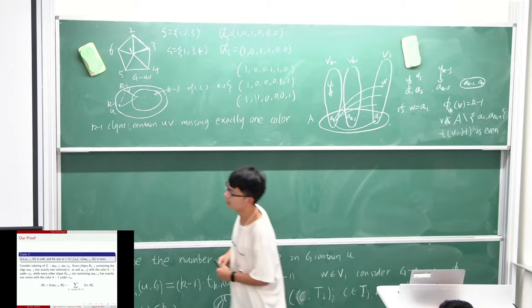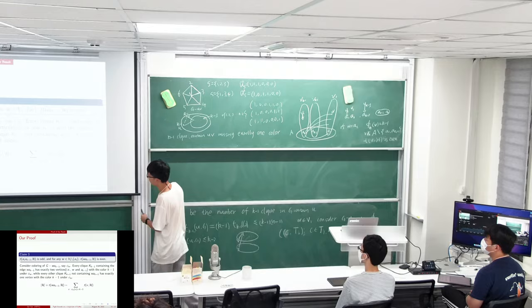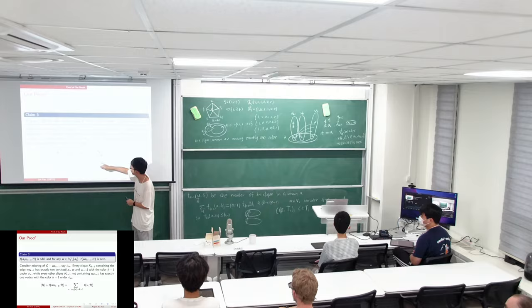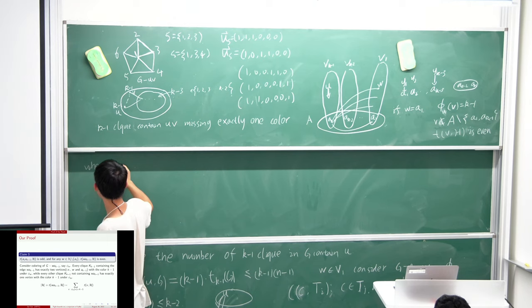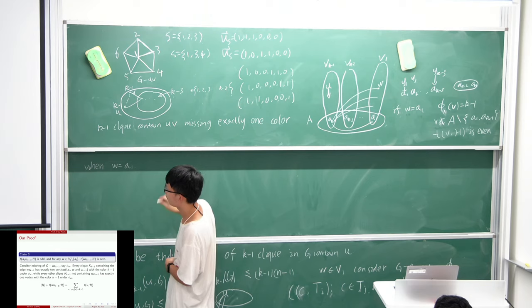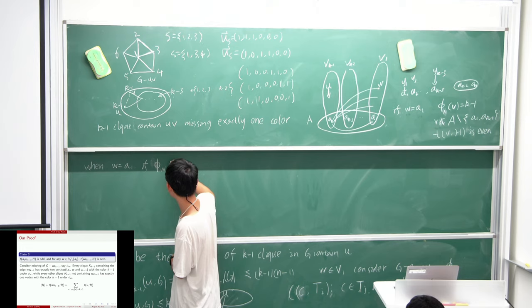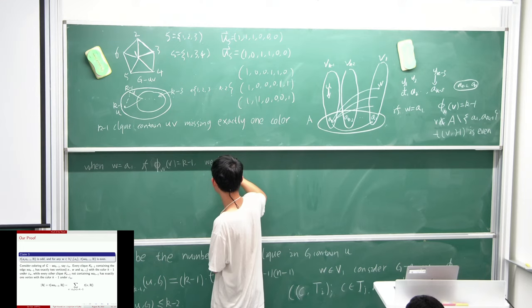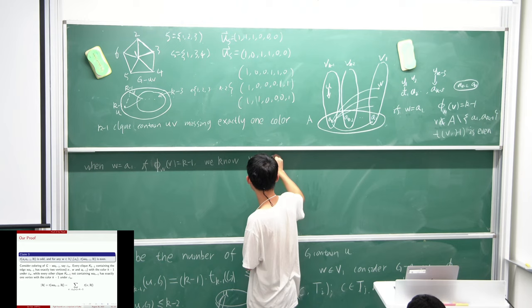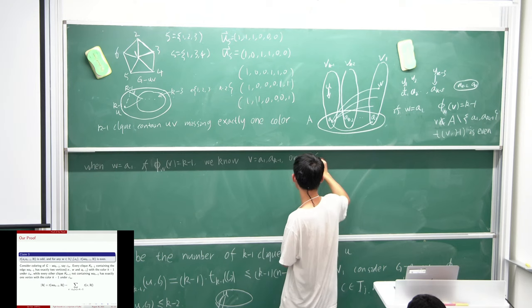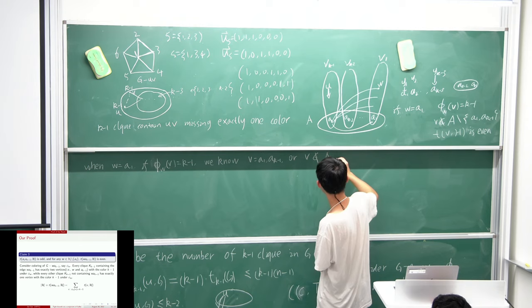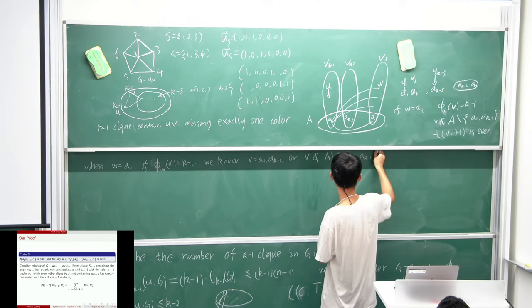I think this equation is no problem. And now we will consider here when W equal to A1 and phi. If phi W equal to K minus 1, we know V equal to A1, AK minus 1, or V not belong to A. Yeah, this is true.